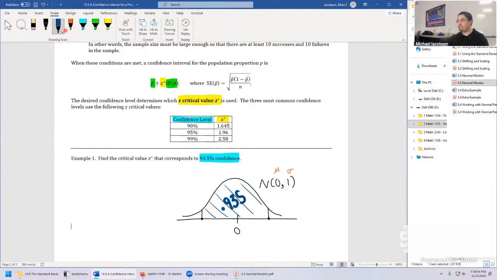What we're going to use is the good old function inverse norm. And the reason is because we're trying to come up with a number here, which we're going to call z star. Those are the numbers we see in the table. We're computing a new one for that level of confidence. Over here is negative z star.